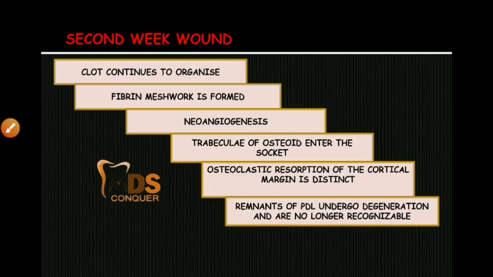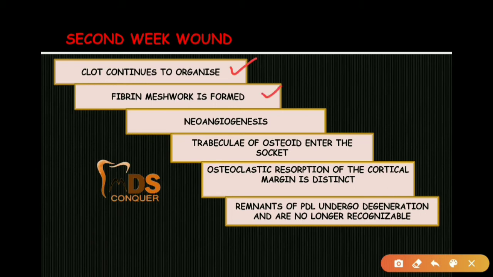Then in the second week you can see these events: the clot will continue to organize, a fibrin meshwork is formed, there is development of new blood vessels, that is neoangiogenesis. Then the trabeculae of osteoid will enter into the socket. Then osteoclastic resorption of the cortical margin will be distinct, and finally any remnants of PDL will undergo degeneration.